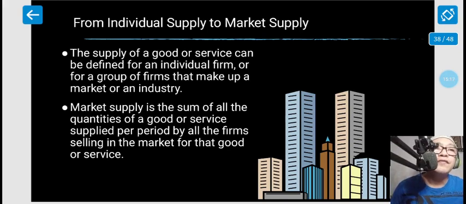Okay, so here, from individual supply to market supply, sabi dito, the supply of a good or service can be defined for an individual firm or for a group of firms that make up a market or an industry. Market supply is the sum of all the quantities of goods or services supplied per period by all the firms selling in the market for that good or service.